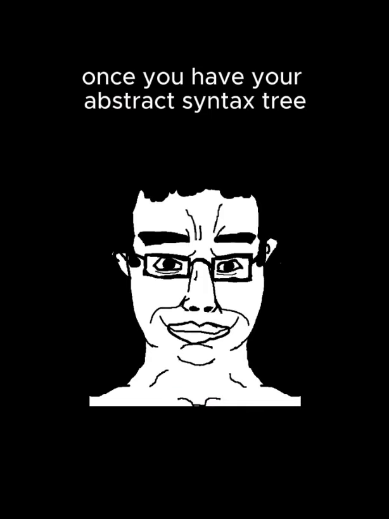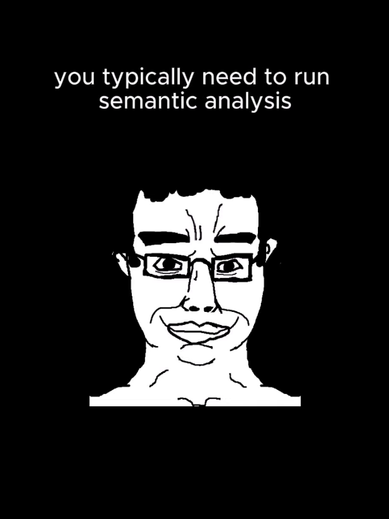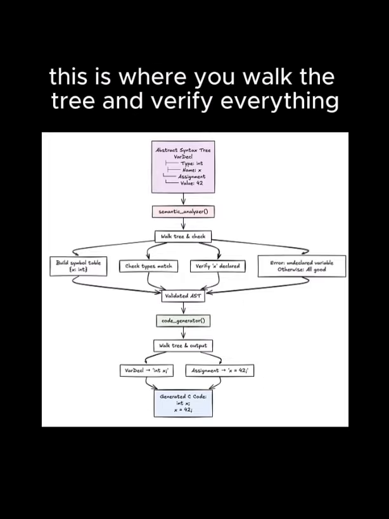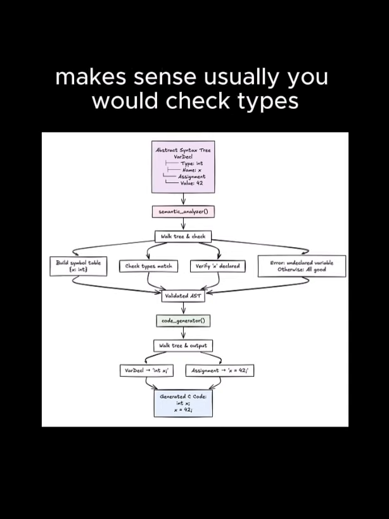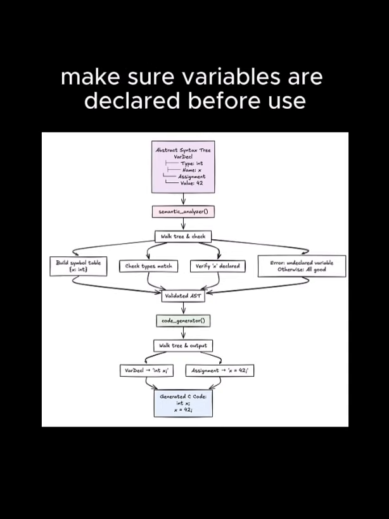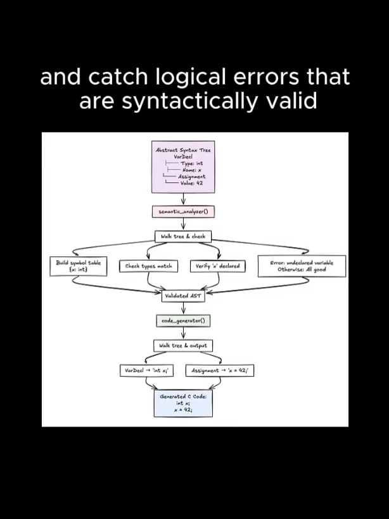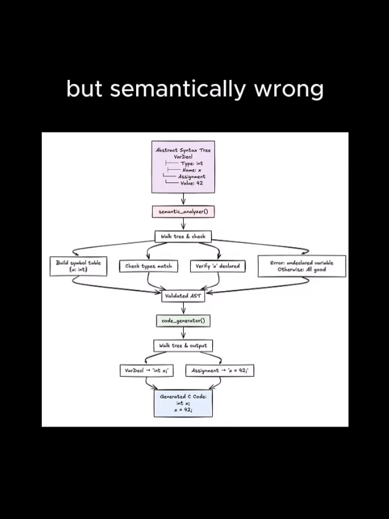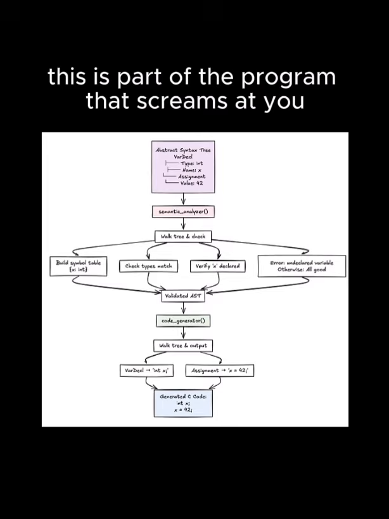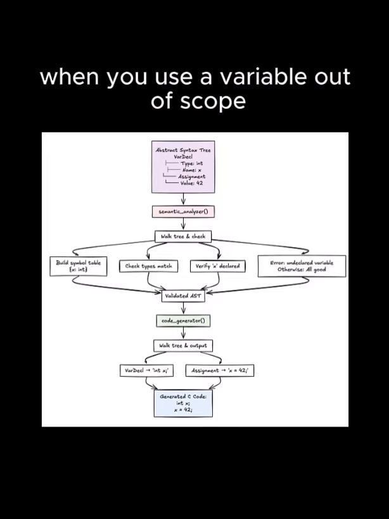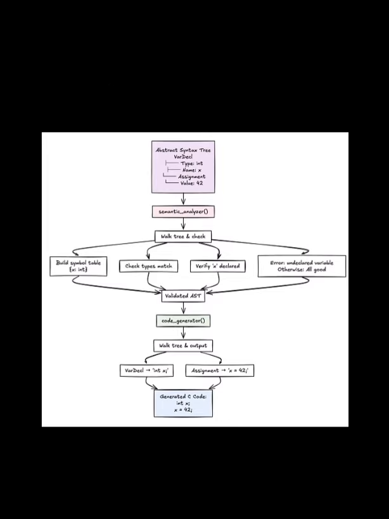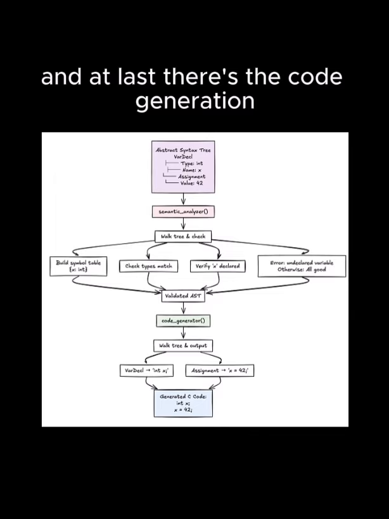Once you have your abstract syntax tree, you typically need to run semantic analysis. This is where you walk the tree and verify everything makes sense. Usually you would check types, make sure variables are declared before use, and catch logical errors that are syntactically valid but semantically wrong. This is the part of the program that screams at you when you use a variable out of scope.